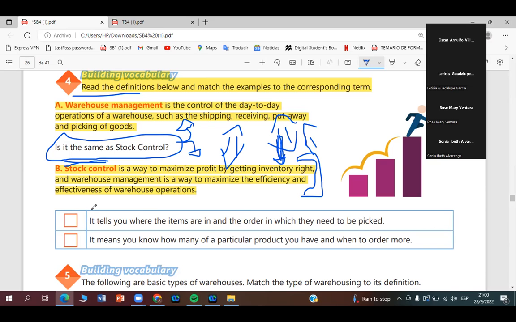Okay, so if we want to read this, for example, this part of the text is going to be according to what? For example, it says, it tells you where the items are in the order in which they need to be picked. So this text is according to stock control or warehouse management? Warehouse management. Okay, what about the rest?